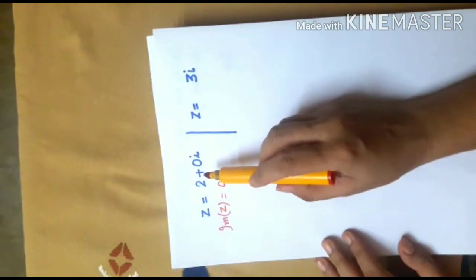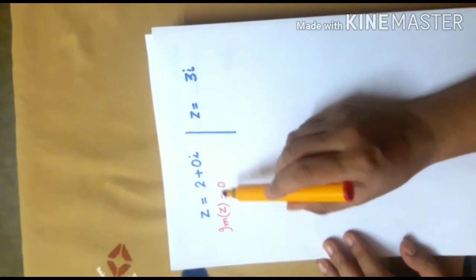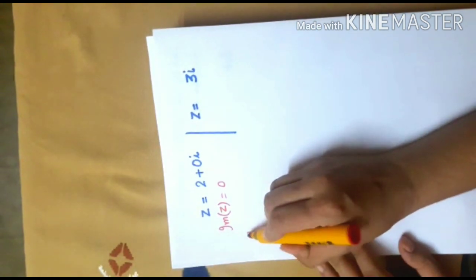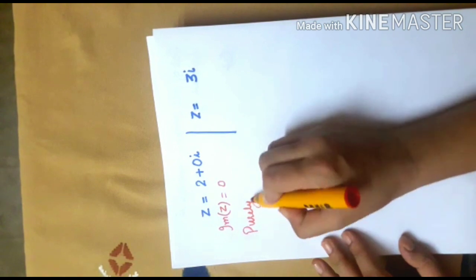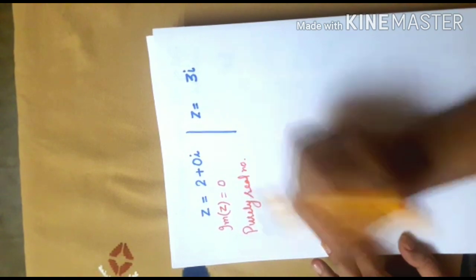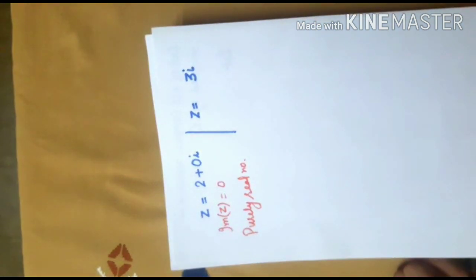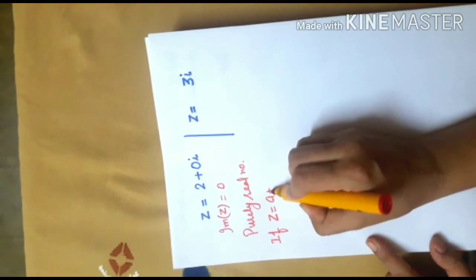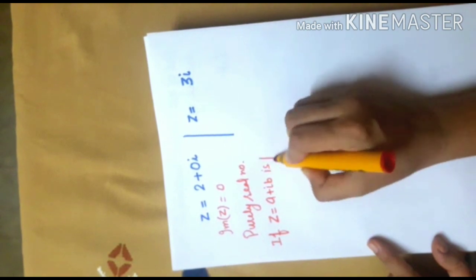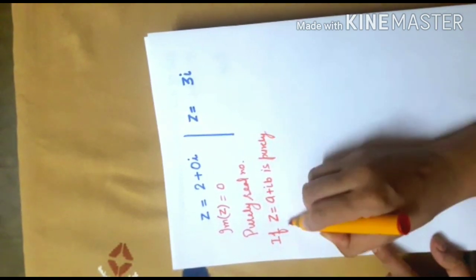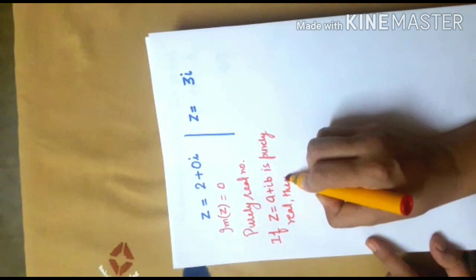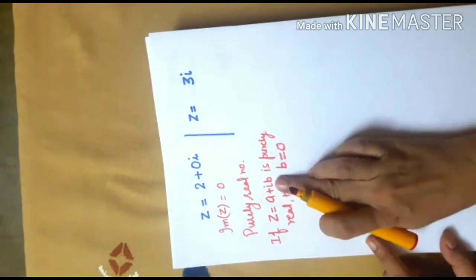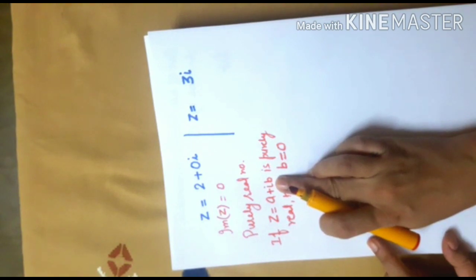Yes. When the imaginary part in a complex number is 0, then it is called a purely real number. So if z equals a plus iota b is purely real, then b is equal to 0. That is, the imaginary part should be equal to 0.